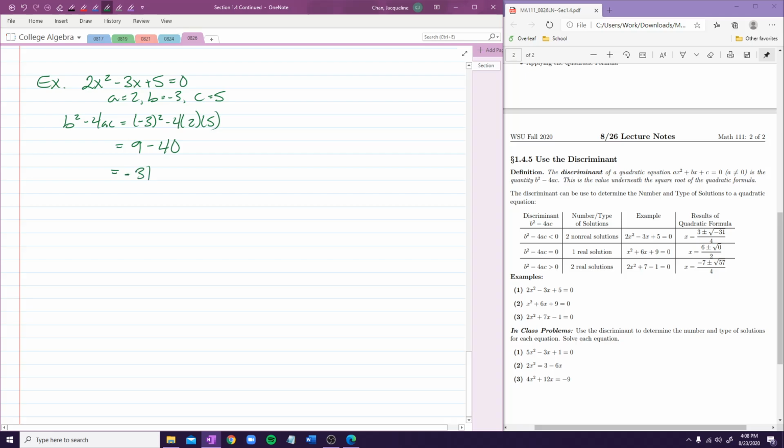The 40 is bigger and it has a negative, so our discriminant is negative 31. Negative 31 is definitely less than 0. So what does that tell me? This tells me there are 2 non-real solutions. Non-real is also the same as 2 imaginary.